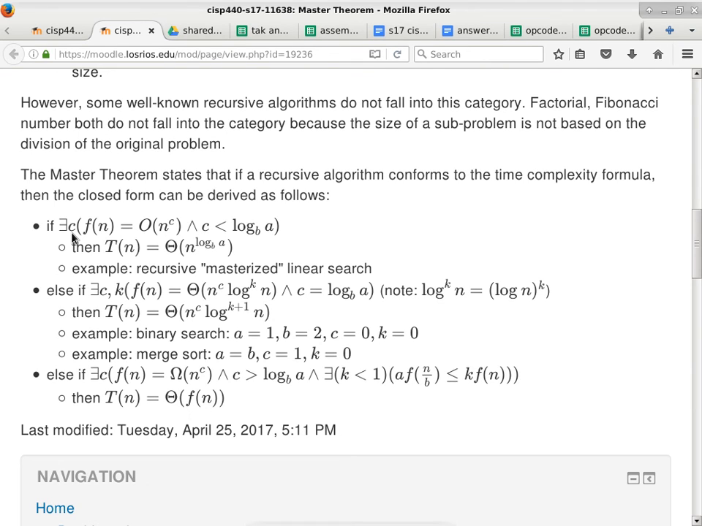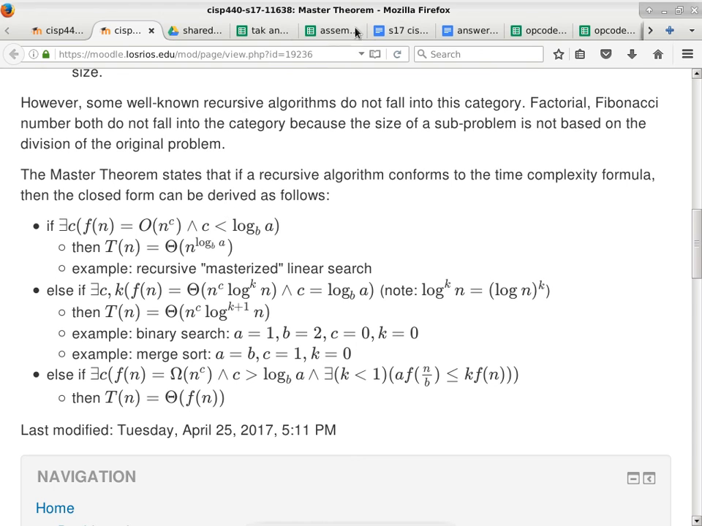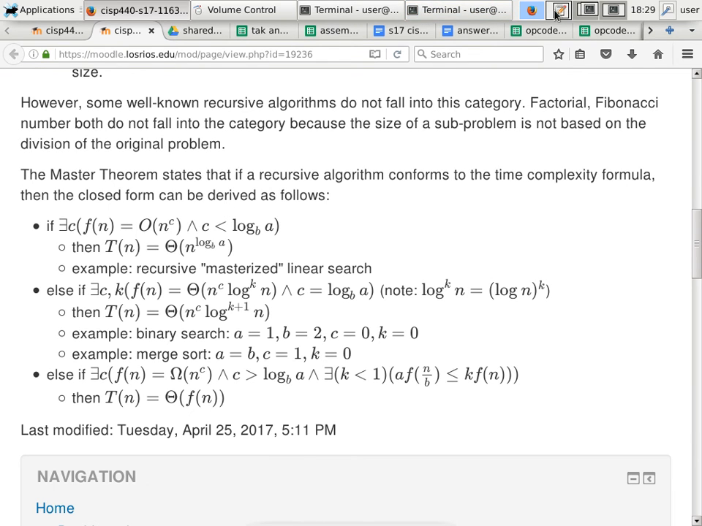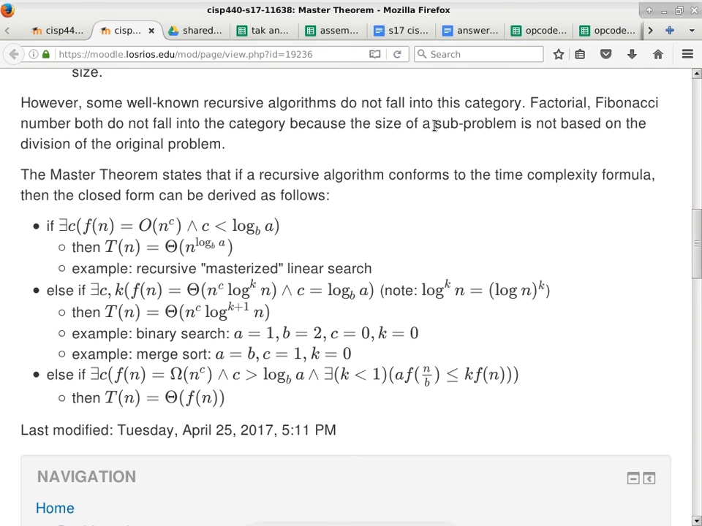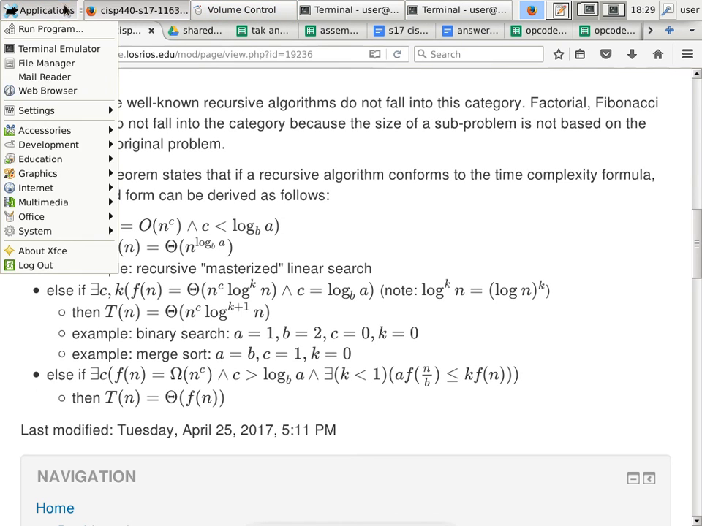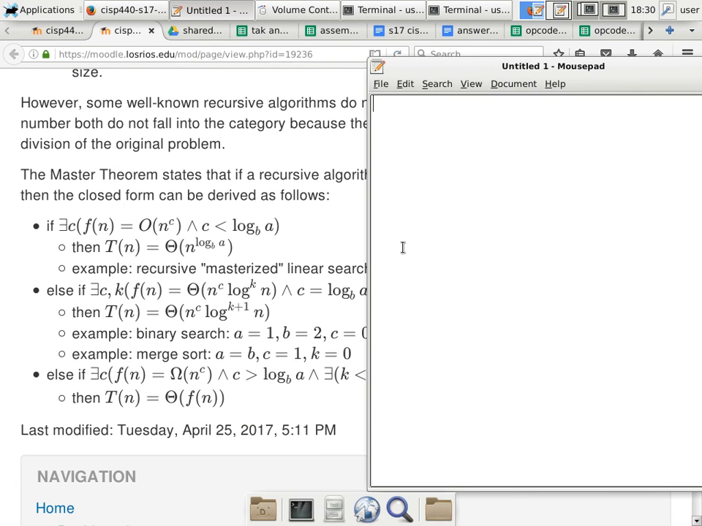So let's find out. I'm going to use a mouse pad here, so it will also be recorded. And let me just double check and make sure that the recorder is working. Yep, it is. All right, so we'll use the mouse pad and plug in those numbers.